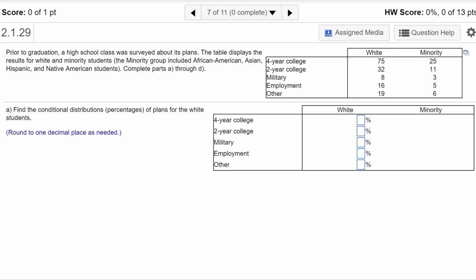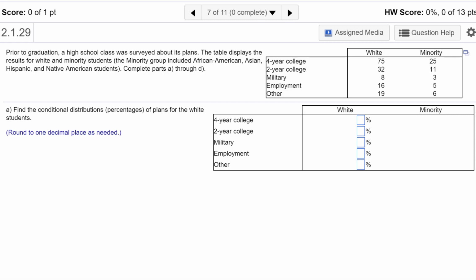Prior to graduation, the high school class was surveyed about its plans. The table displays the results for white and minority students. The minority group included African Americans, Asians, Hispanics, and Native American students. Complete parts A through D.